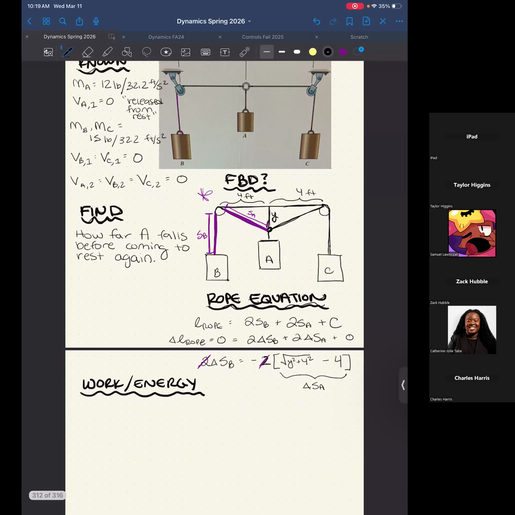Can you remind me of the work-energy equation? Sum of T1 plus the sum of U1 to 2 equals T2. Very good. Is this equation going to equal 0? Why? Because it starts at rest and then it ends when the block A stops moving, when A is stopped. Yep, so it starts from rest and it ends at rest.